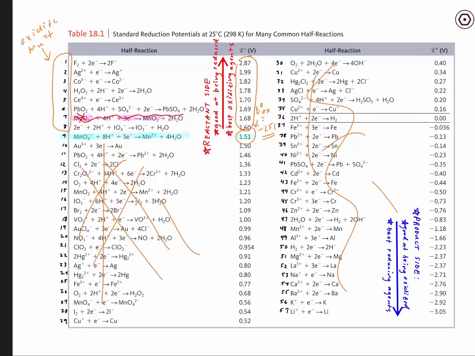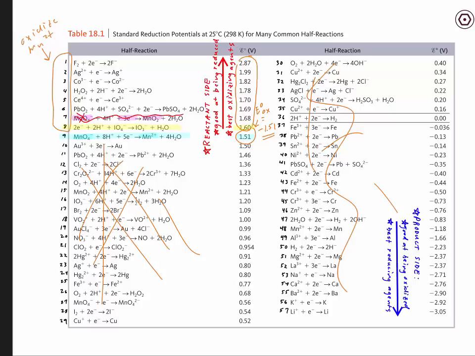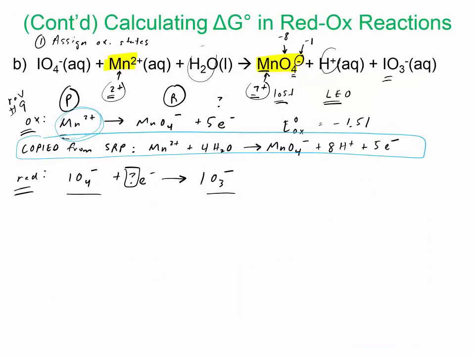So in fact, it's actually number 8. It's right above it. It's IO4- and then IO3- is right above it. So this is it right here. It's number 8 and a positive 1.60. So I'm going to copy this to get my full half reaction. Okay, so I'm going to copy exactly what I see on here. 2 electrons plus 2H+ plus IO4- makes IO3- plus H2O. And my reduction half reaction is a positive 1.60.